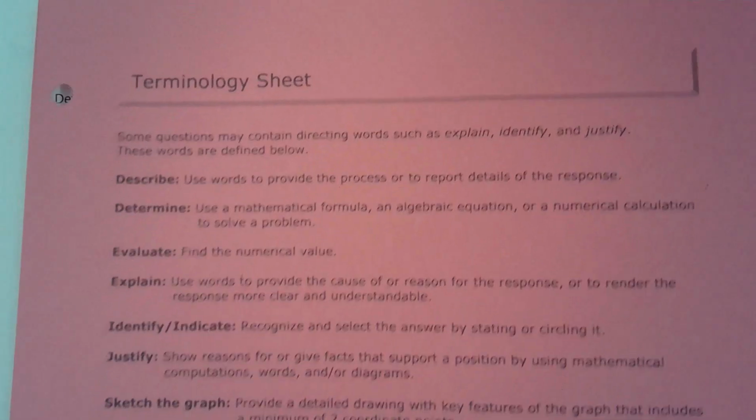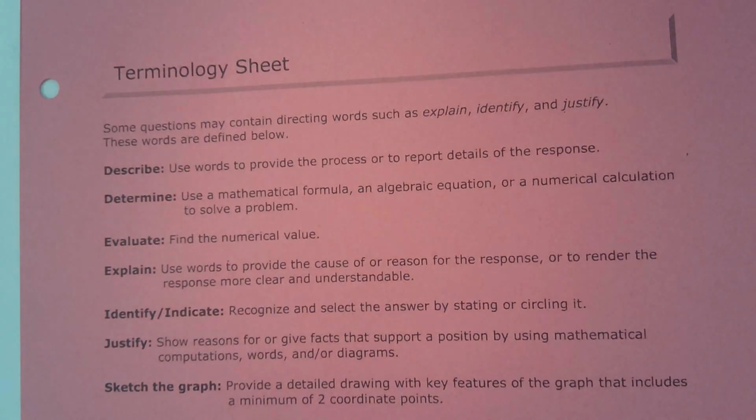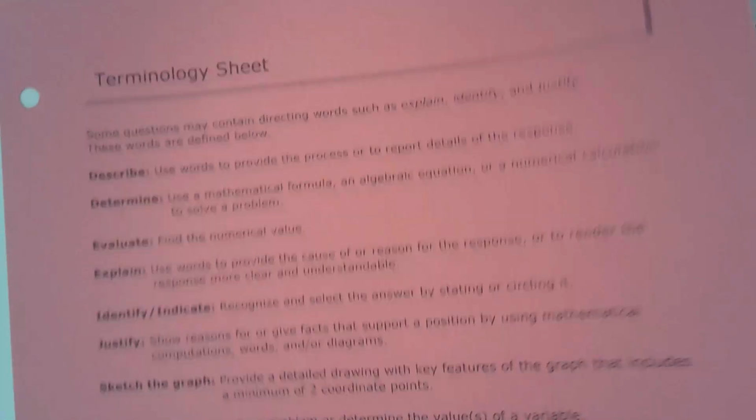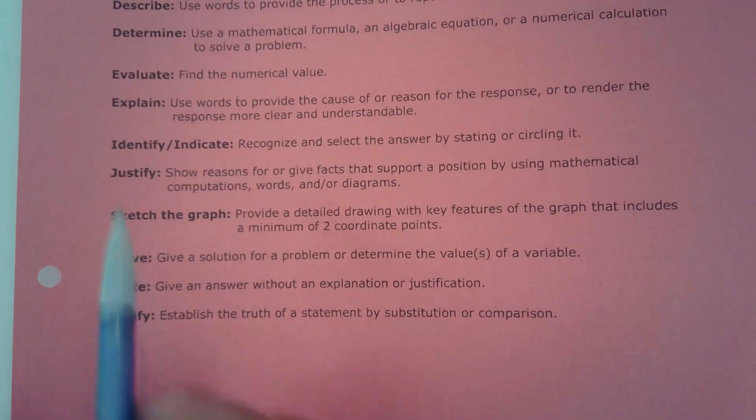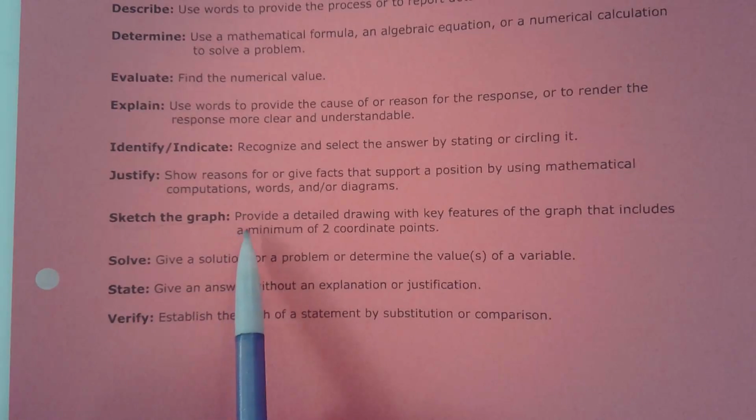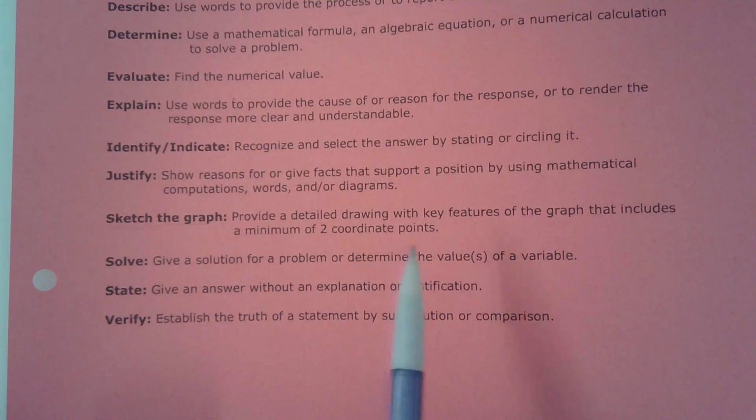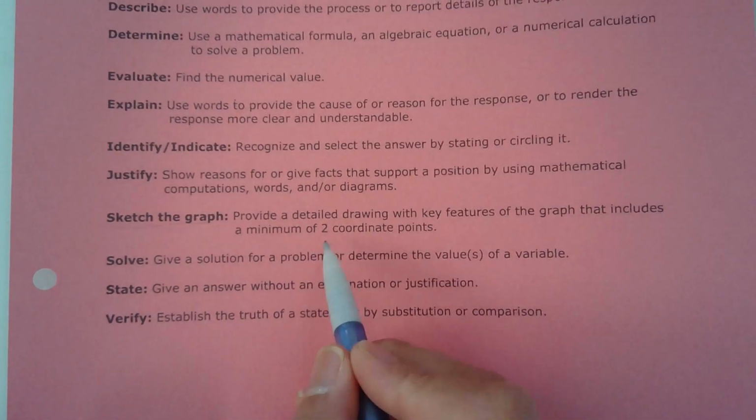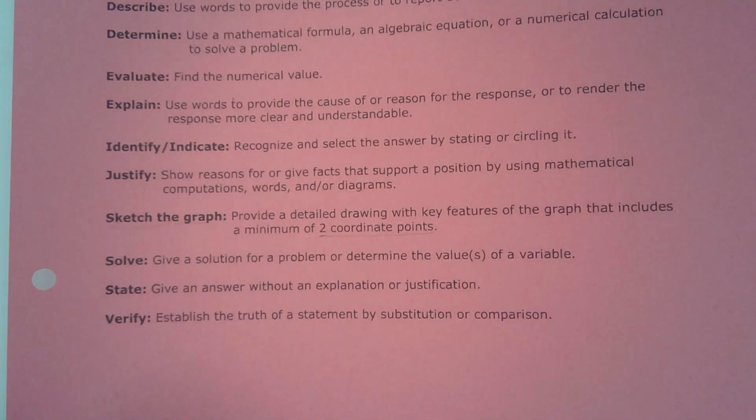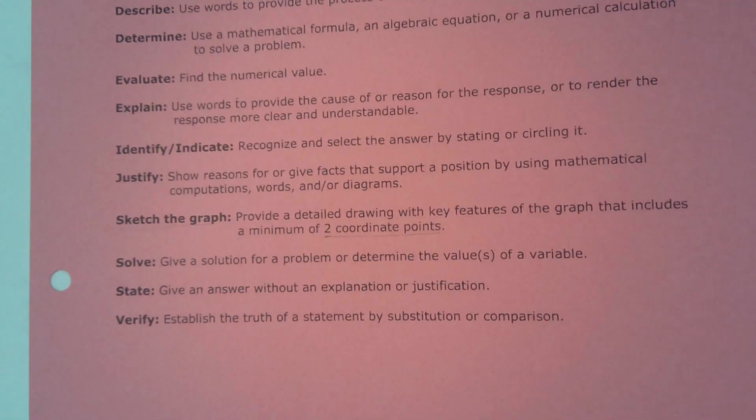In the provincial exam, you're going to see something like this, and it's just some keywords. When they say sketch the graph, we're not going to do point by point, every single point match, right? But we're just going to provide a detailed drawing with key features, key characteristics of the graph that includes a minimum of 2 coordinate points. So if we can specifically show 2 coordinate points, that would be great.